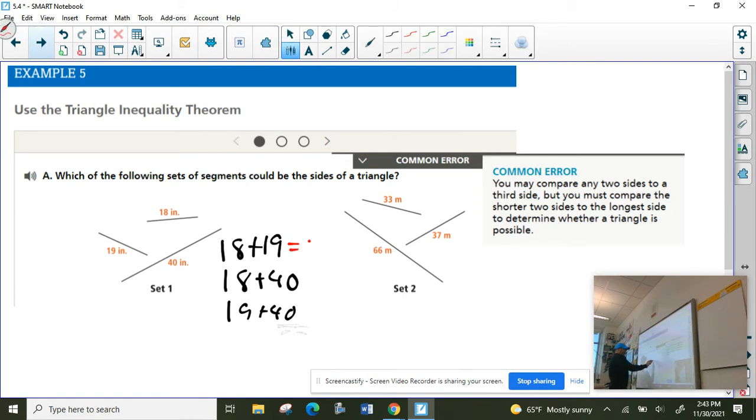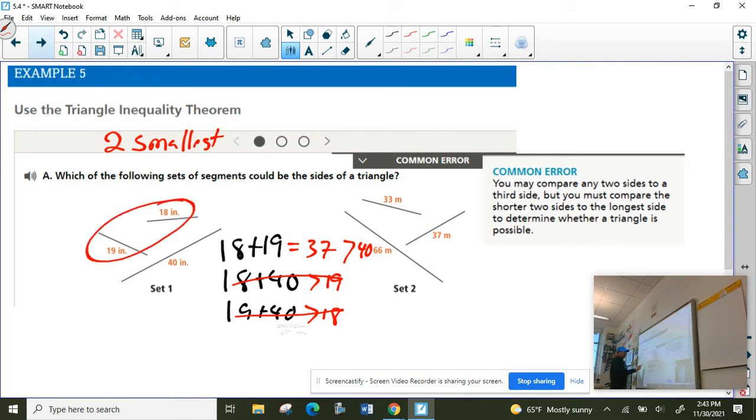This here equals 37. Well, is 37 bigger than 40? 18 plus 19 has to be bigger than 40. Is it? No. Now, of course, the rest of these, is this bigger than 19? Is this bigger than 18? Those are right. Those are good. So here's kind of a little trick. Take the two smallest and add them together. They have to be bigger than the third side there.